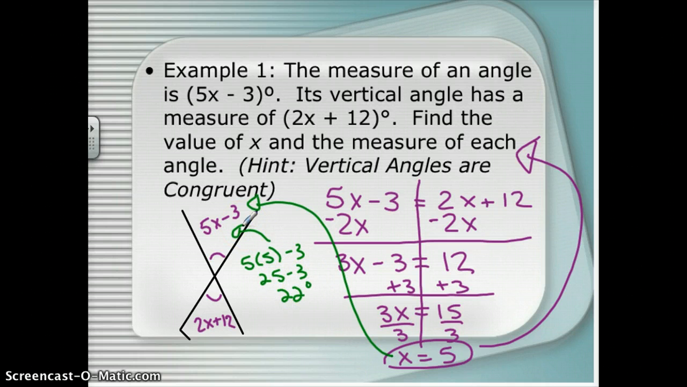And this angle says 2 times 5, 2x, plus 12. So I get 10 plus 12, and lo and behold, I believe that that is also 22 degrees. And since vertical angles are supposed to be congruent, it better be 22 degrees each. They better match, or I probably did something wrong.